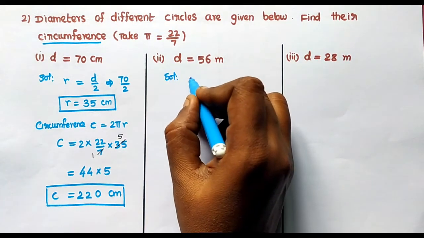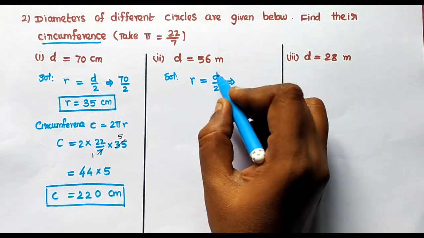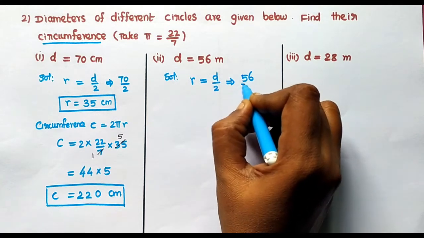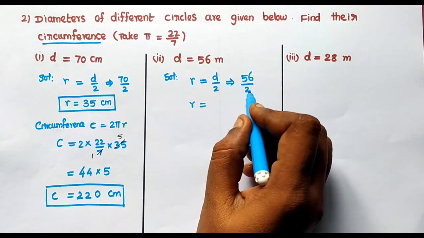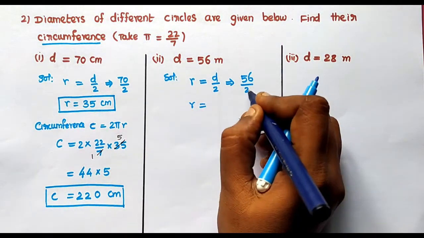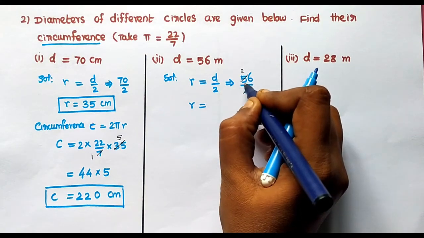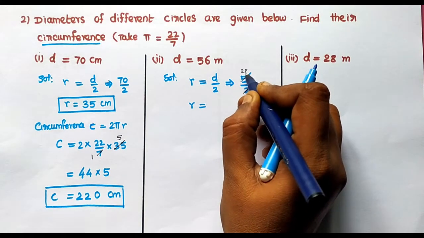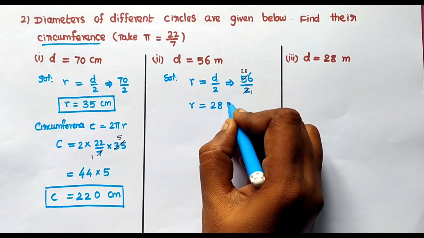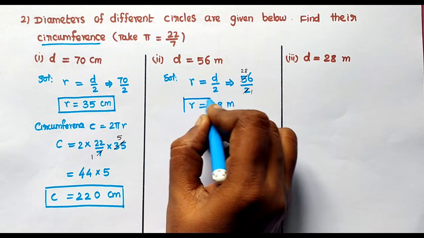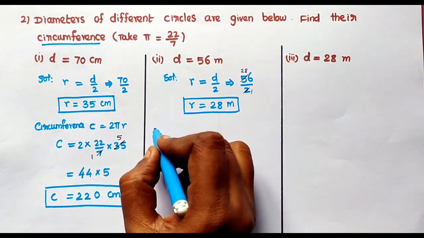Next one, D equal to 56 meter. So R equal to D by 2, that is 56 by 2. 2 1s are 2. Here 2 2s are 4, balance 1, it becomes 16, 8. So 28 meter, that is the radius. Now circumference.